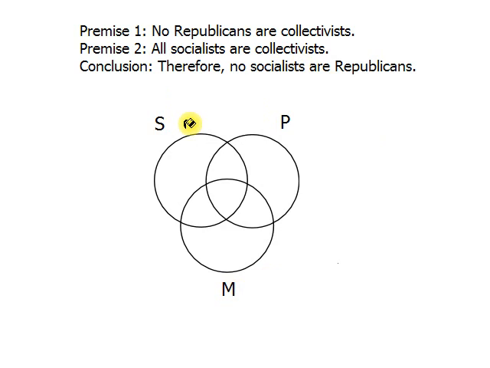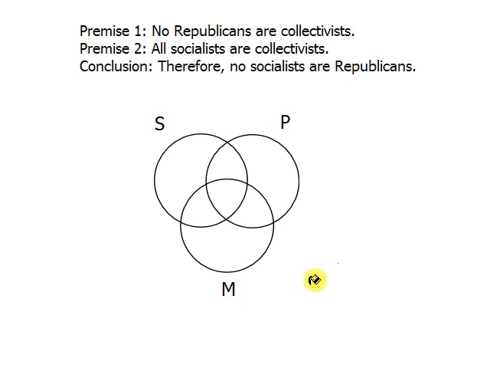And here's how we do it. It always works this way. Assuming the arguments have been translated properly and put in standard form, the subject of the conclusion is always the S term. So socialist is conveniently our S term. The predicate of the conclusion is always the P term. In this case, Republican will be our P term. The term that does not occur in the conclusion, but occurs in both premises, is the middle term. In this case, it would be collectivist. So socialist is our S term, Republican is our P term, and collectivist is our M term.